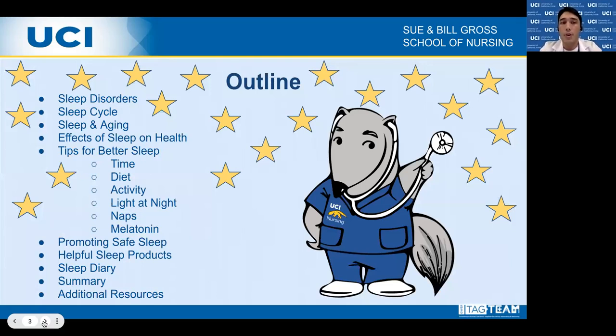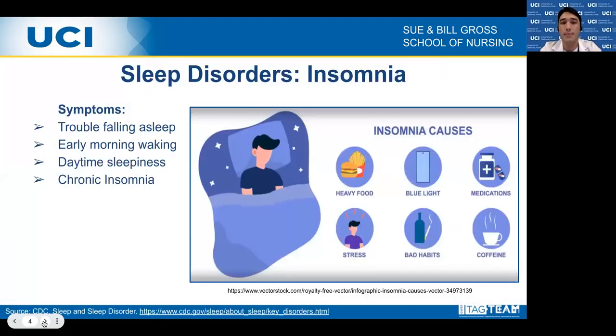Here is our outline for our presentation. And next, I'm going to talk about sleep disorders. So the first sleep disorder is insomnia. Some of the symptoms include trouble falling asleep, early morning waking, daytime sleepiness, and chronic insomnia. And some of the causes can be heavy food, blue light, medications, stress, bad habits, and caffeine.